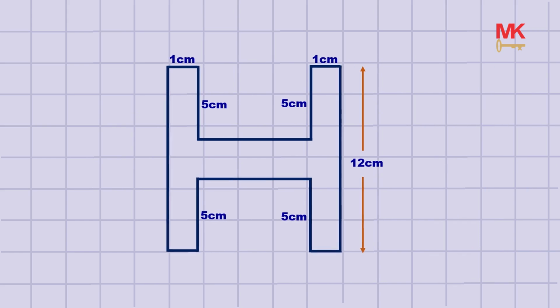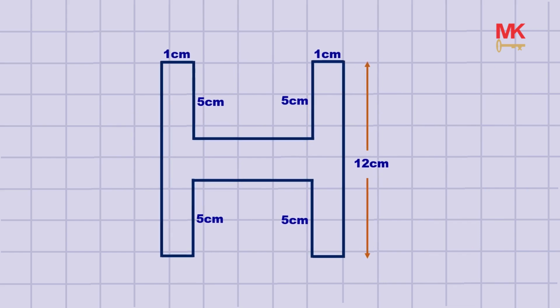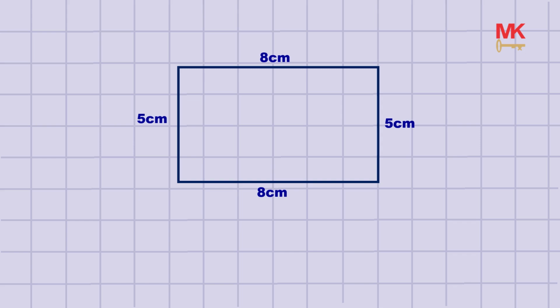In today's lesson, we'll learn how to calculate the perimeter of irregular shapes, just like this one. Perimeter is defined as the sum of the outer length round any given shape or figure.